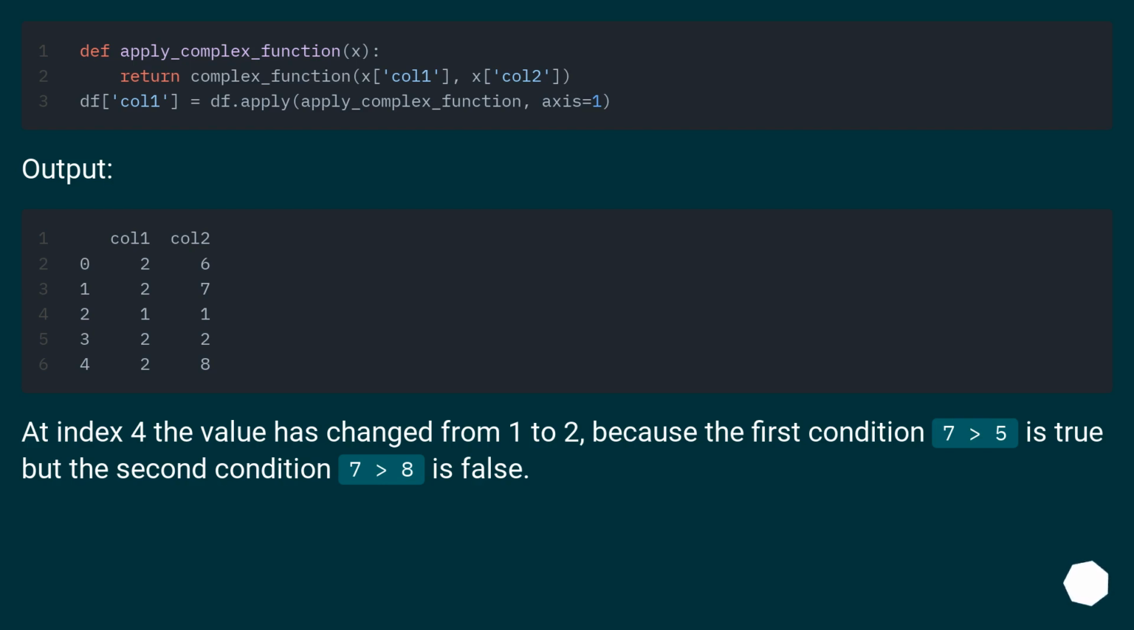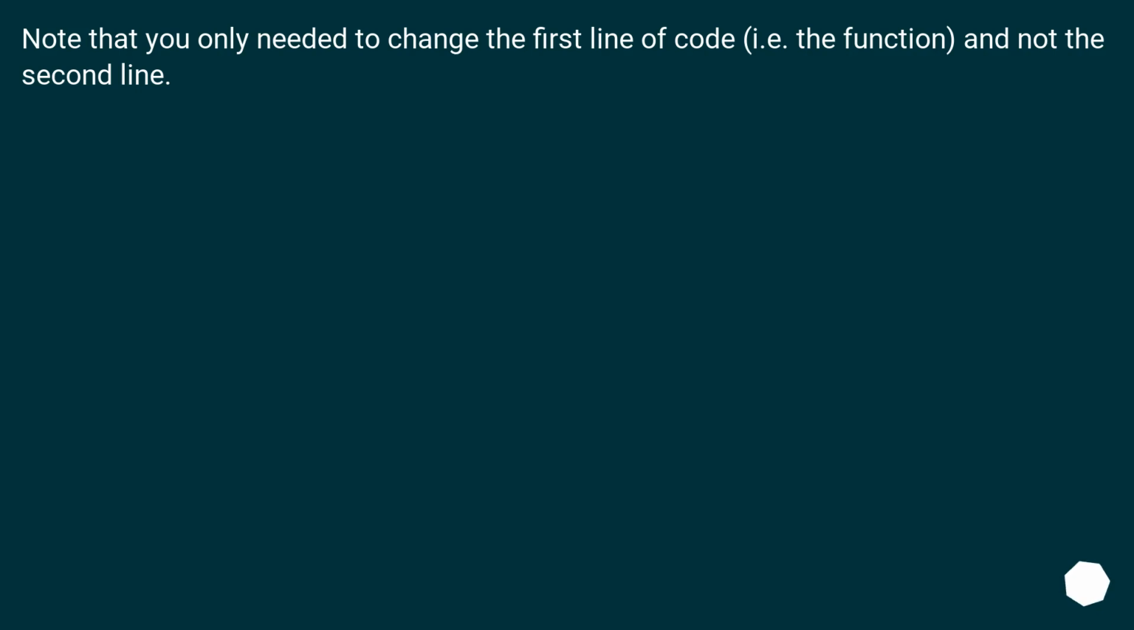Output. At index 4 the value has changed from 1 to 2, because the first condition 7 is greater than 5 is true but the second condition 7 is greater than 8 is false. Note that you only needed to change the first line of code, i.e. the function, and not the second line.